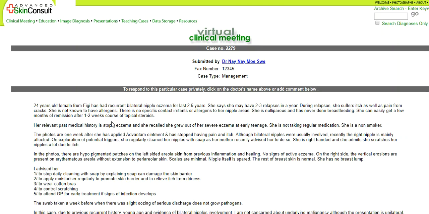Her relevant past medical history is atopic eczema. She grew out of it early, no regular medications. Photos are 1 week after she applied Advantan, and no pain or itch. Nipples are usually involved, the right nipple mainly affected. She regularly cleaned her nipples with soap. She's right-handed, so admits she scratches her nipples a lot due to itch. Hypopigmented patches, no active eczema. Rest of the breast normal. Let's have a little look.